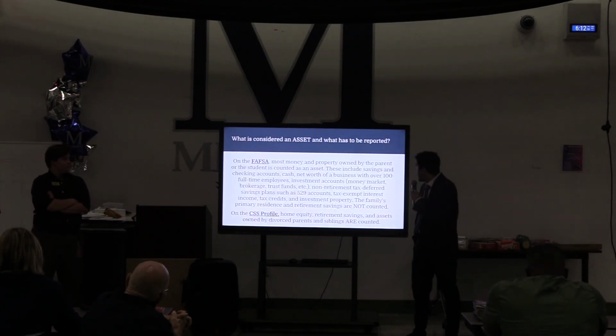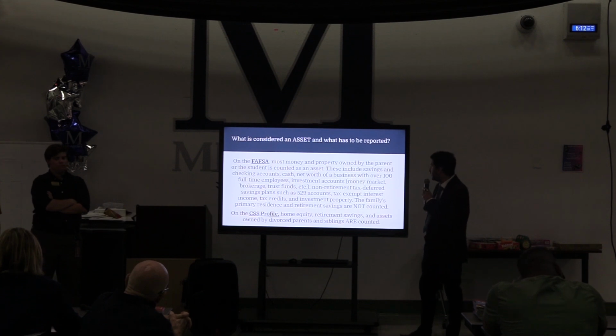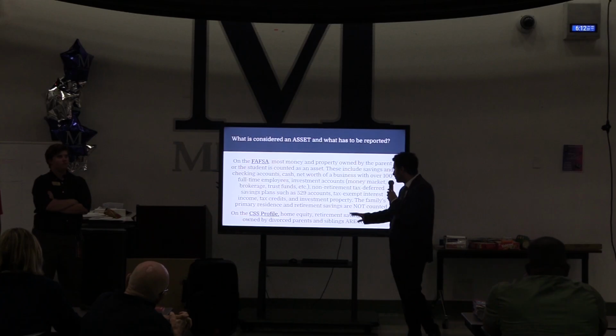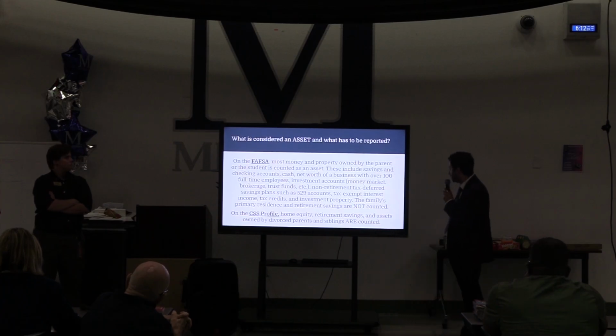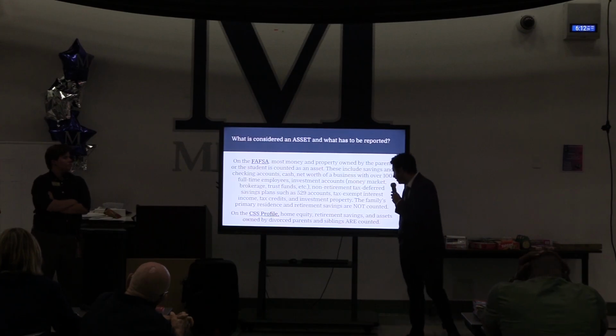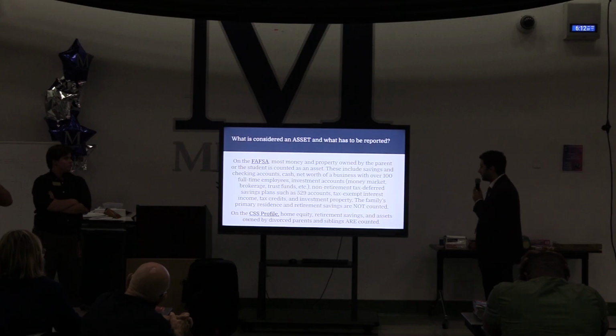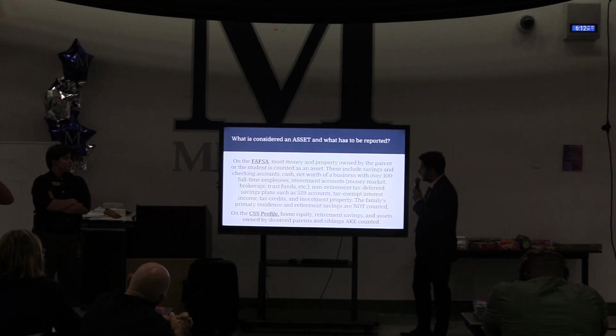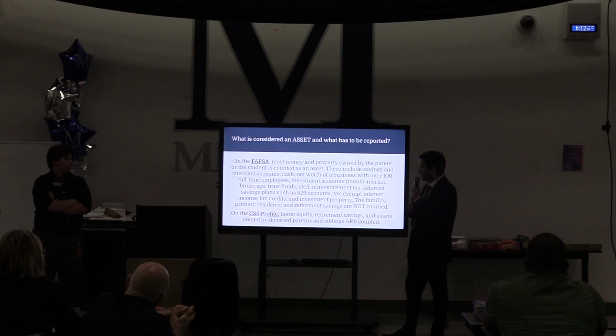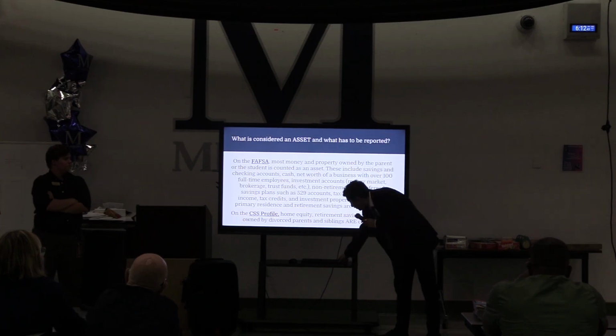So what is considered an asset that has to be reported? On the CSS profile, it is basically home equity, retirement, savings, and assets owned by divorced parents and siblings. All of them are counted. So it is difficult to exclude a parent even if they are not a custodial parent.